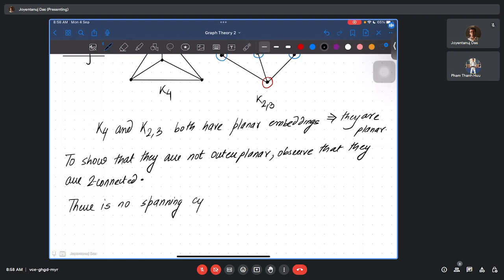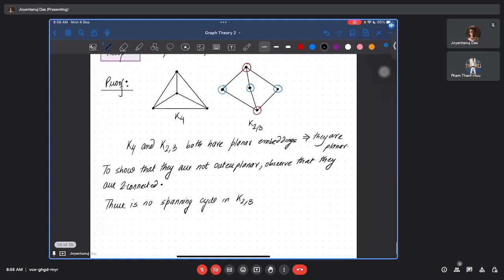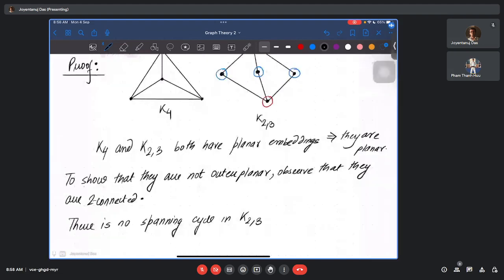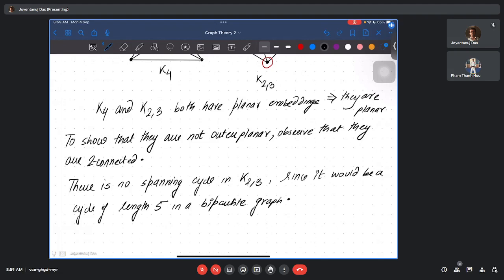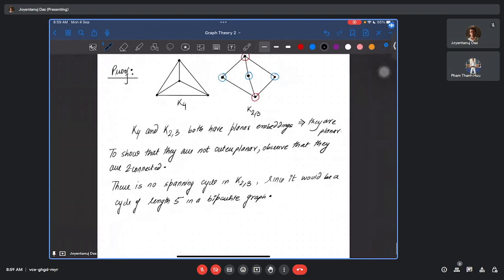There is no spanning cycle in K23 because the total number of vertices is odd, 2 plus 3 is 5, right? But I know that a bipartite graph does not have an odd cycle. It would be a cycle of length 5 in a bipartite graph, which is a contradiction. So we cannot have a spanning cycle in K23. So K23 cannot be an outer planar graph.